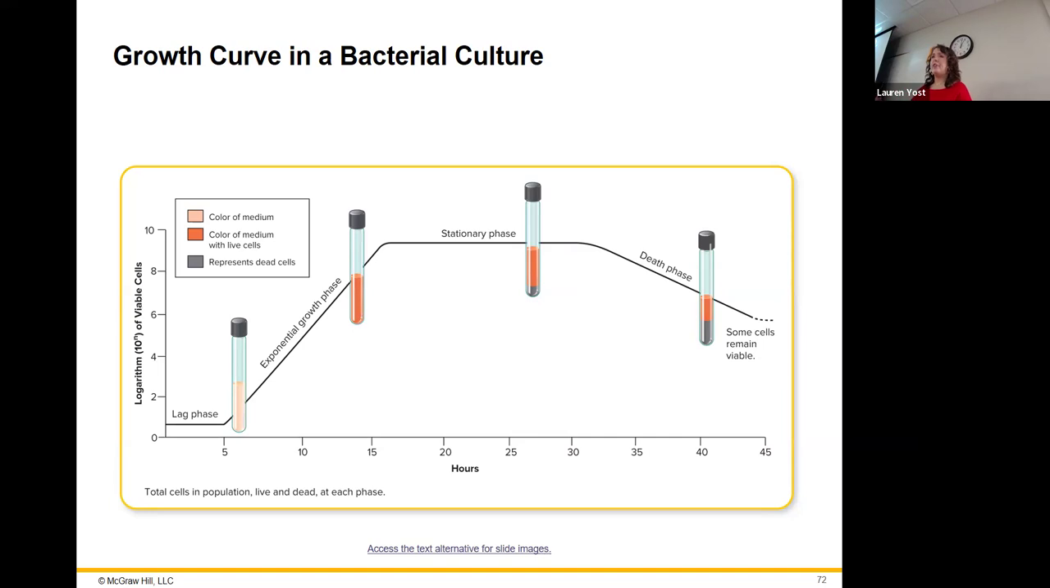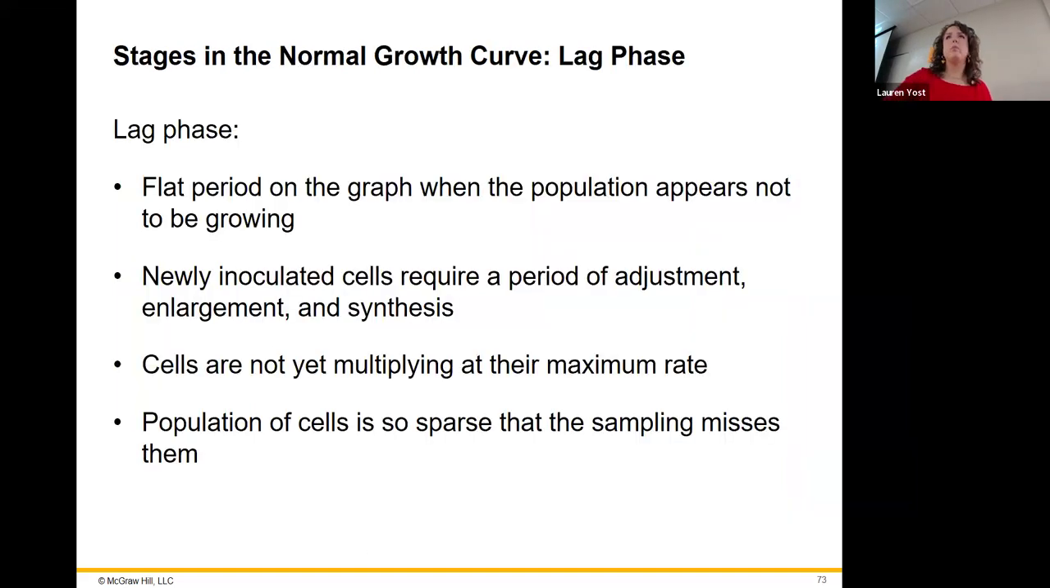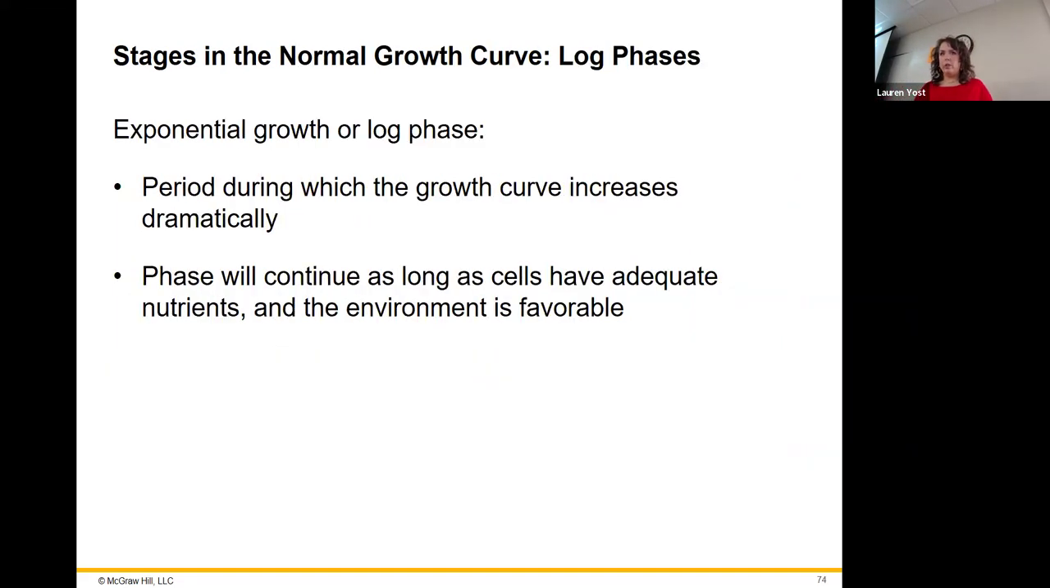Then we'll reach the stationary phase, where dividing into new cells and dying are becoming equal. At this point, we're starting to die, but you're not seeing it go down because we're still dividing. Usually, we've reached the max growth that that medium can sustain for that organism. And then the death phase, you've run out of nutrients, you can no longer support, or there's too many toxic waste products or something like that. And that's where you'll see die off of the cells altogether. All right, I don't need to go over it, I just said it.